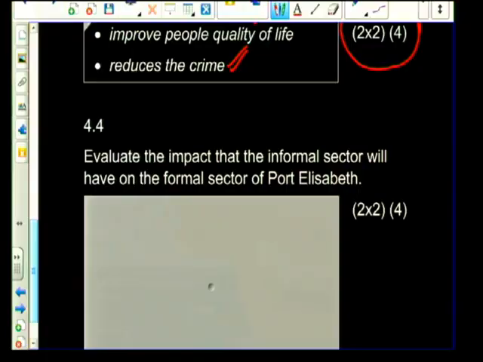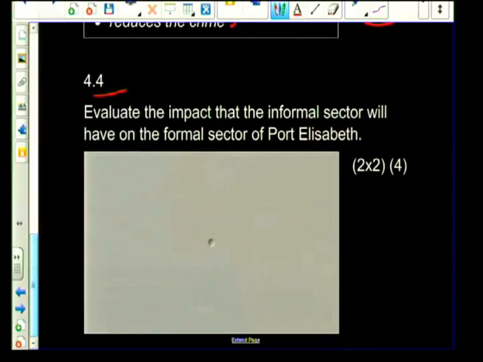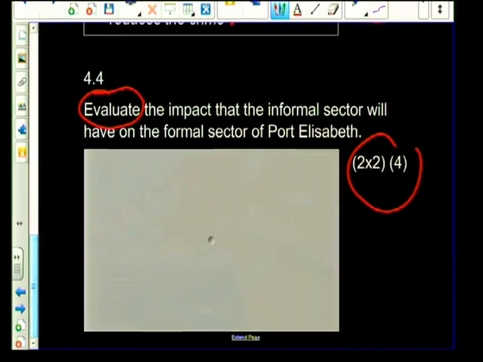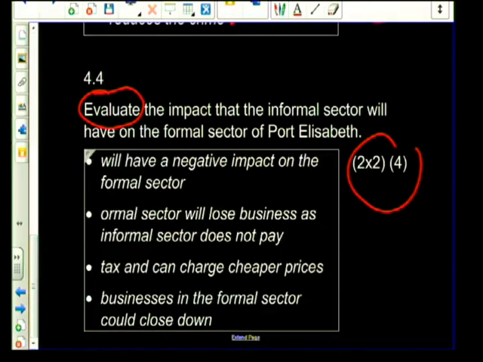Question 4.4, same thing, evaluate. You are evaluating, so therefore 2 times 2. Evaluate the impact that the informal sector will have on the formal sector of Port Elizabeth. So we're looking at 2 places, informal and formal. So we're taking it further, evaluating, definitely 2 marks. It will have a negative impact.